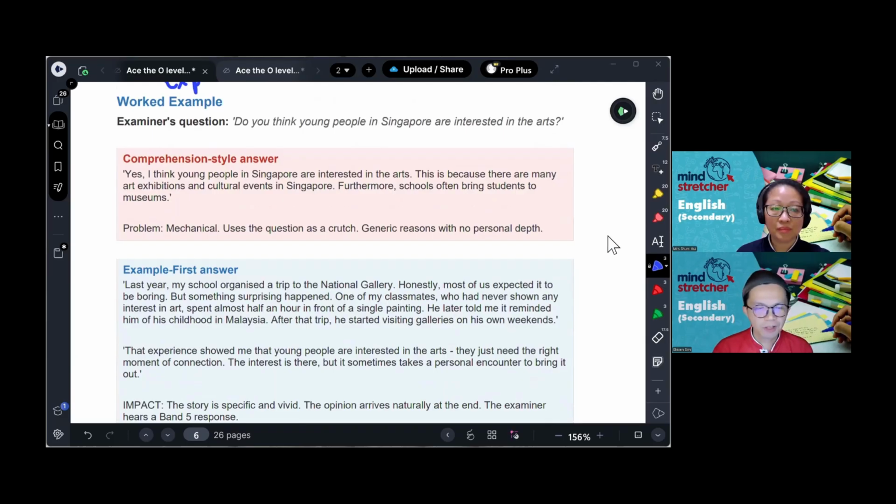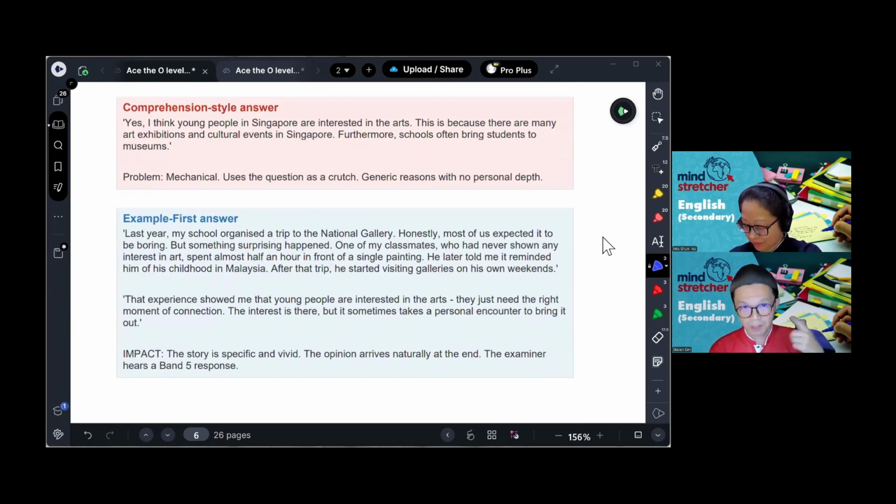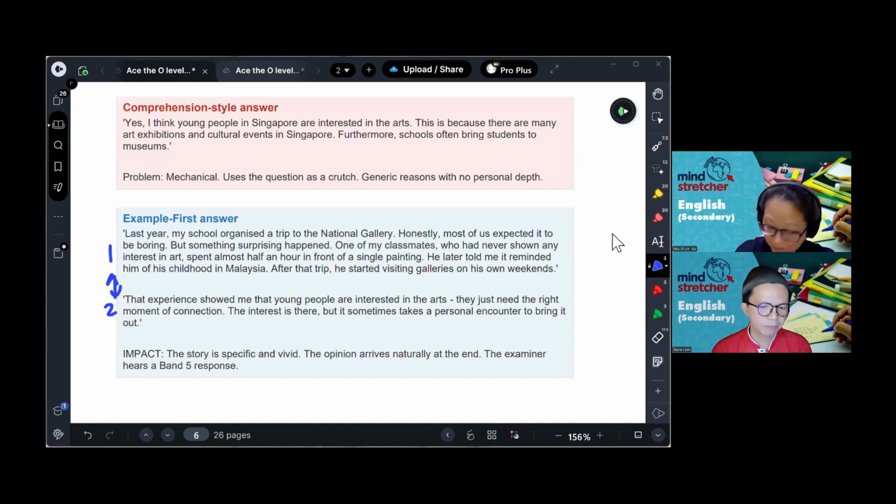So the comprehension style answer goes, yes, I think young people in Singapore are interested in the arts. Furthermore, schools often bring students to museums. So instead, you start off by saying, last year my school organized a trip to the National Gallery. That experience showed me that young people are interested in the arts. They just need the right moment of connection. Okay, so you use the anecdote, tell the experience first, and then you come up with the point. That experience showed me that.